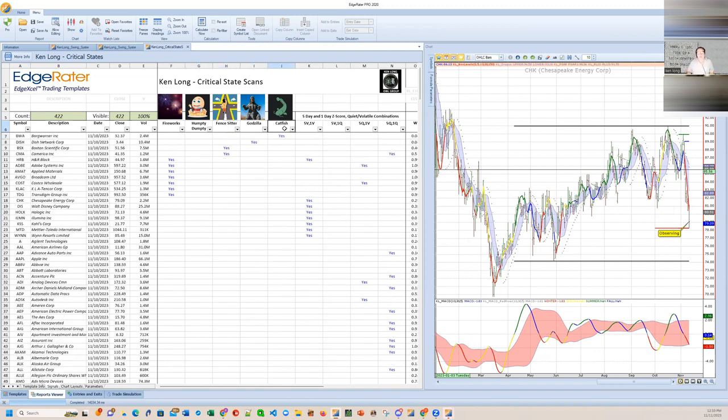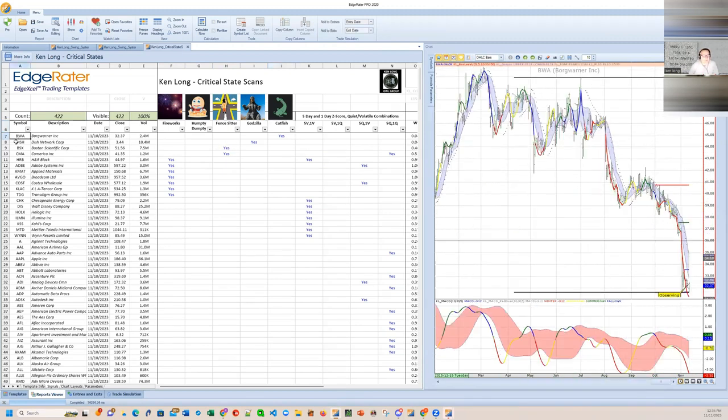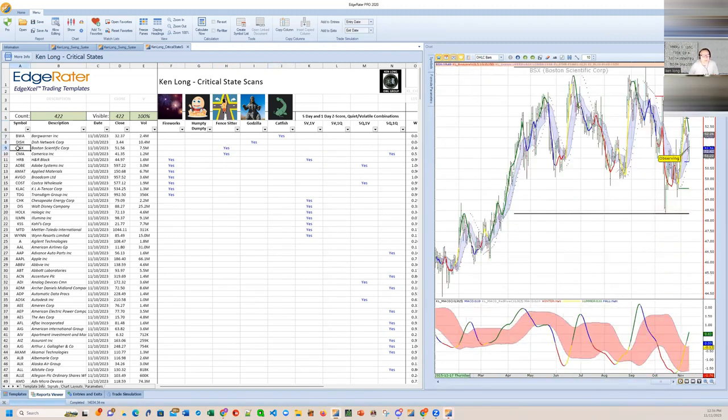So it identifies which symbols are fireworks, and which ones are fence sitters, and so forth. And then on the right, it shows the corresponding chart. As you scroll down through different symbols, that's number 18.